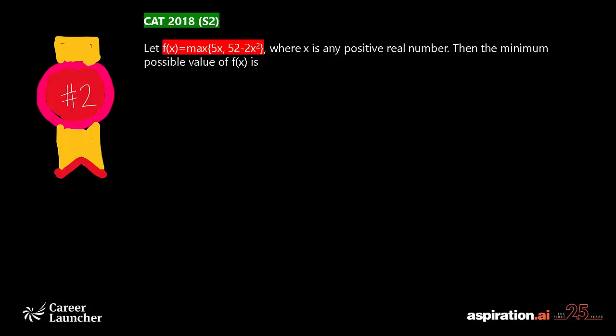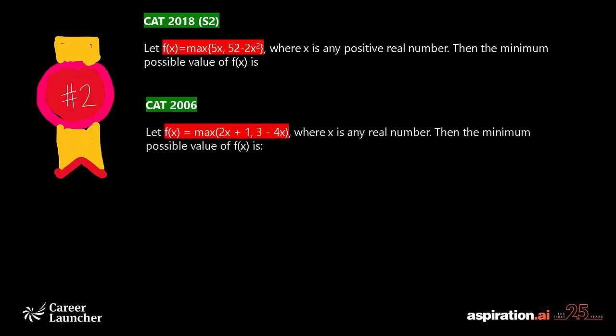The question gives a function. That function picks the maximum value of those two expressions, 5x and 52 minus 2x square, and gives an output. And you're looking at the minimum possible value of that particular function. Now, if you look at this question from 2006, you see the similar structure.